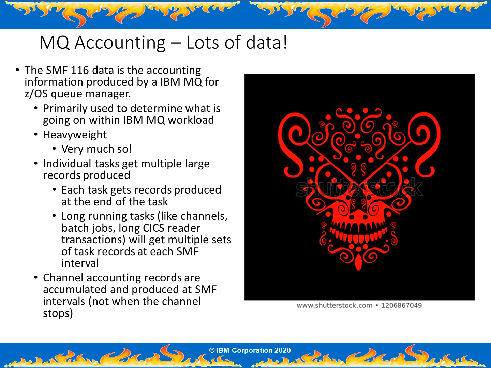These records are cut at the end of every task, and for long-running tasks, they will also be cut at the SMF intervals that are crossed as part of this task process. The channel accounting records, or class 4 records, are accumulated and produced at the SMF intervals, not when the channel stops and starts. They contain a great deal of information about the traffic flowing across channels and can be used to help better understand how busy some channels are.